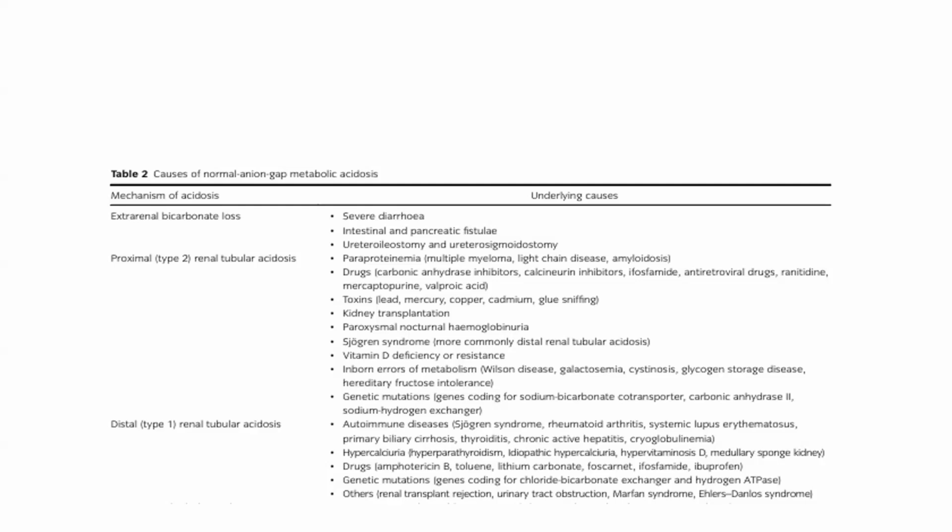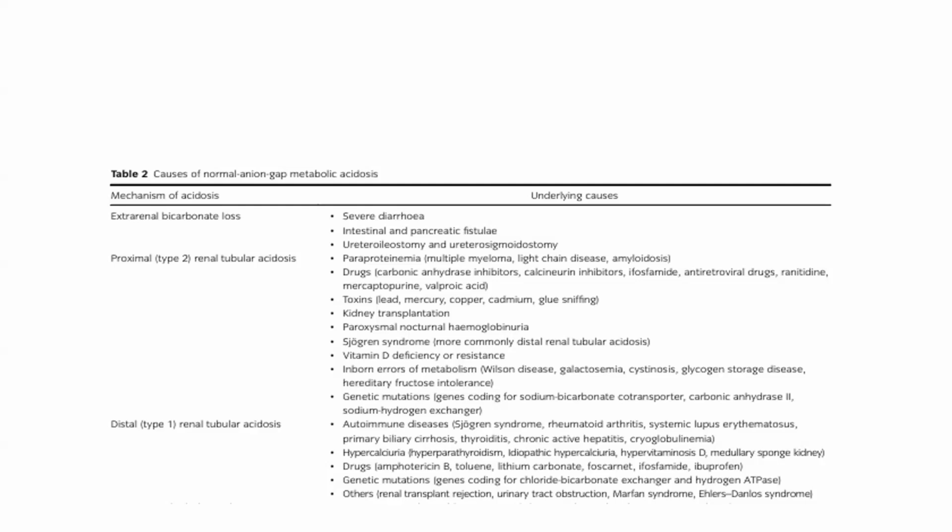Drugs like carbonic anhydrase inhibitor, calcineurin inhibitor, then toxins like lead, mercury, copper, cadmium, kidney transplantation, paroxysmal nocturnal hemoglobinuria, Sjogren syndrome, vitamin D deficiency and resistance, inborn error of metabolism, like Wilson's disease, galactosemia, cystinosis, genetic mutation, like genes coding for sodium bicarbonate cotransporter, carbonic anhydrase 2, then distal type 1 renal tubular acidosis.